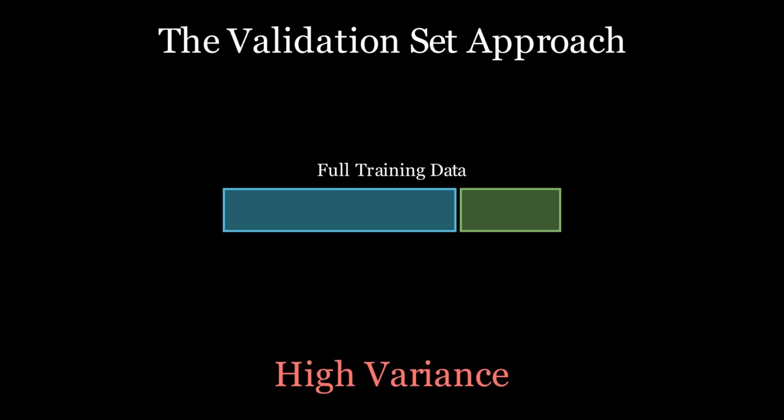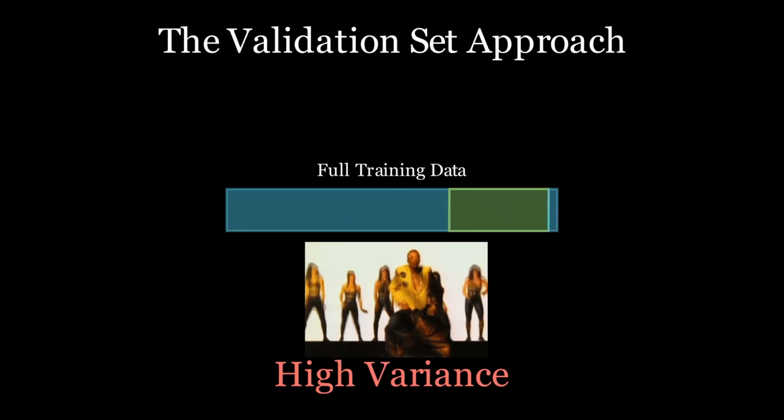But there is a problem. The validation set approach has high variance. Since we split the data randomly, the validation set could be anywhere. Maybe it's on the right, maybe it's on the left, maybe it's right in the middle. In the words of the wise statistician M.C. Hammer, you can't touch this.